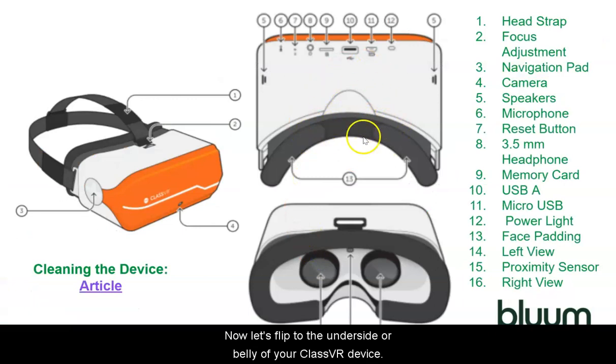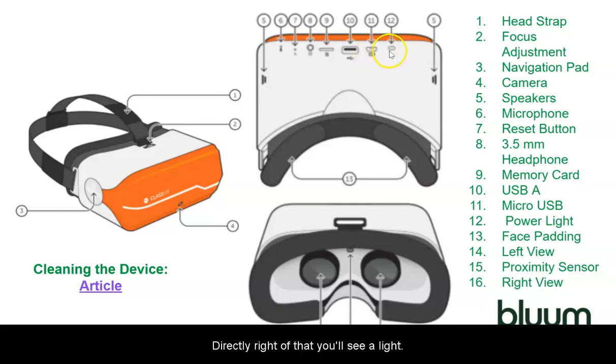Now let's flip to the underside or belly of your ClassVR device. Here you'll notice number 11, which is your micro USB port. This is where you plug in your micro USB charging cable. Directly right of that, you'll see a light. When you plug in your micro USB charging cable, this light, shown here as number 12, will turn blue. When it turns blue, that shows you that not only is your device properly plugged in, but also that some sort of charge was needed.